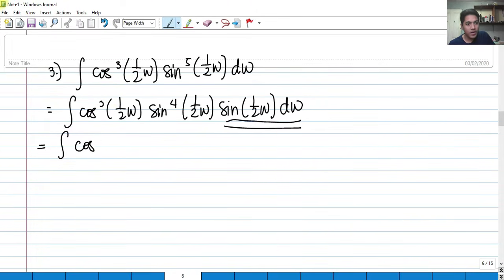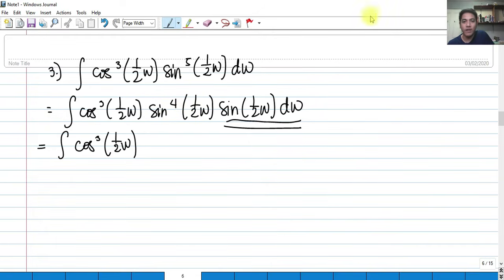So cosine cubed of 1/2 w. We want this to be changed to cosine, because we're going to use u as cosine, since we have an available derivative of cosine here, which is negative sine. We're going to compensate with some factor.